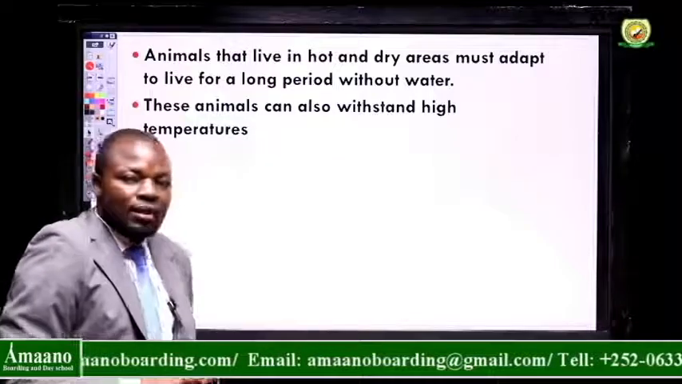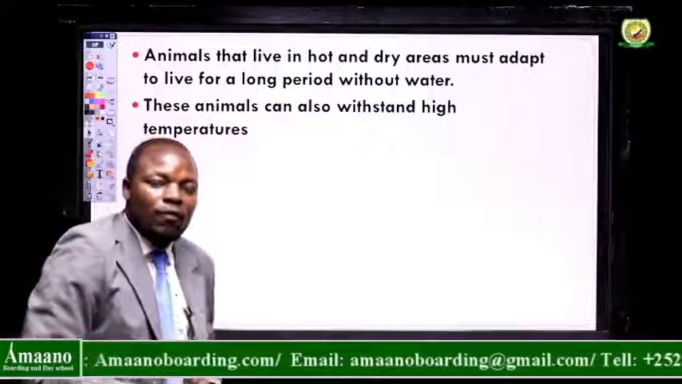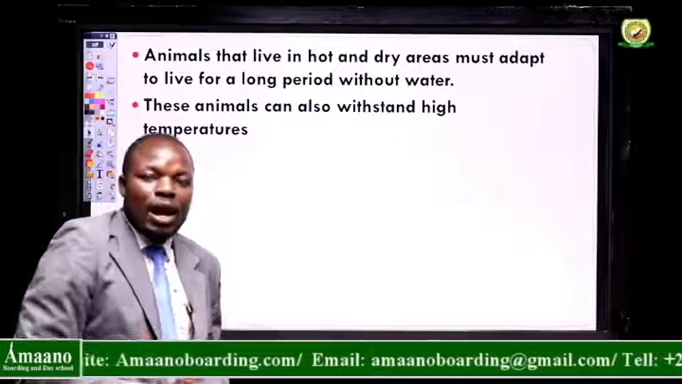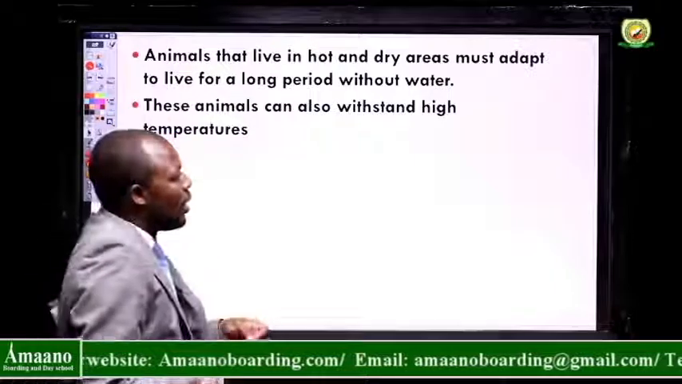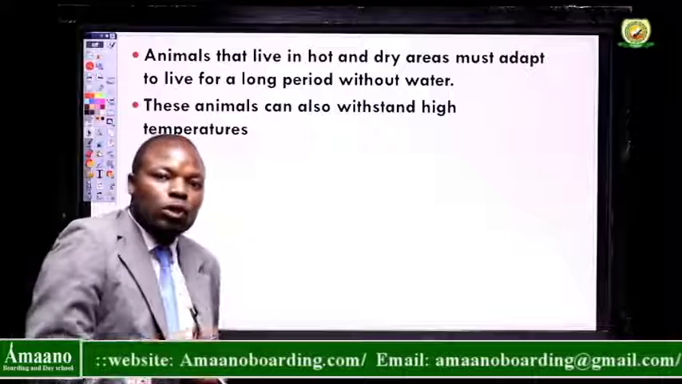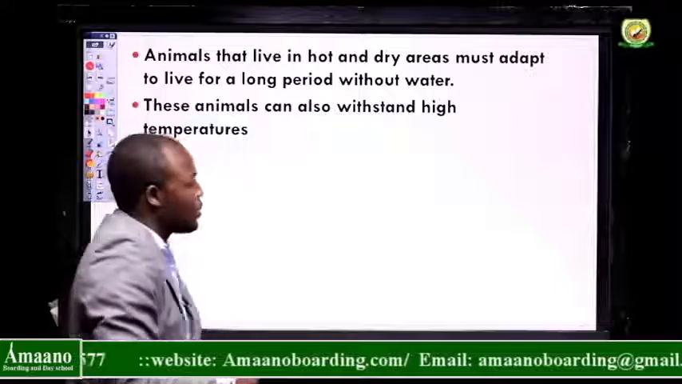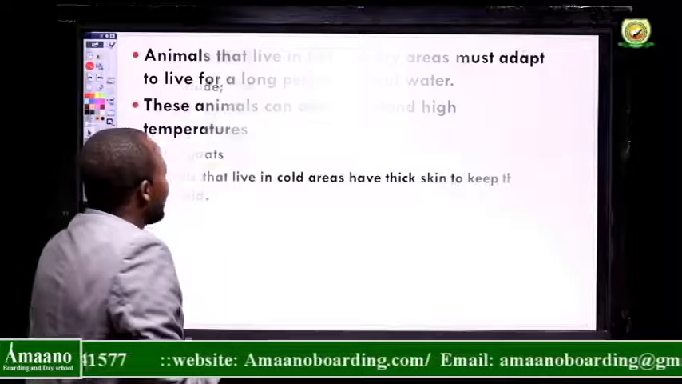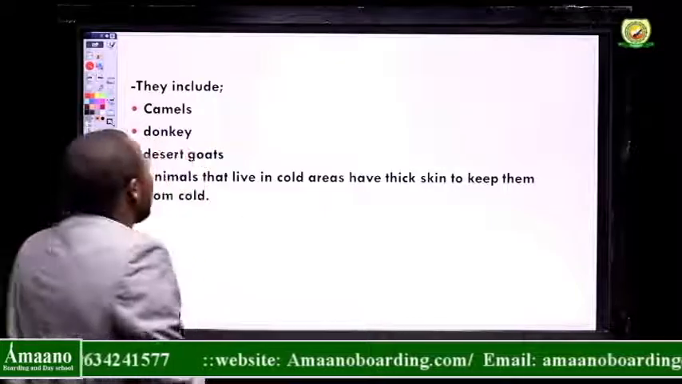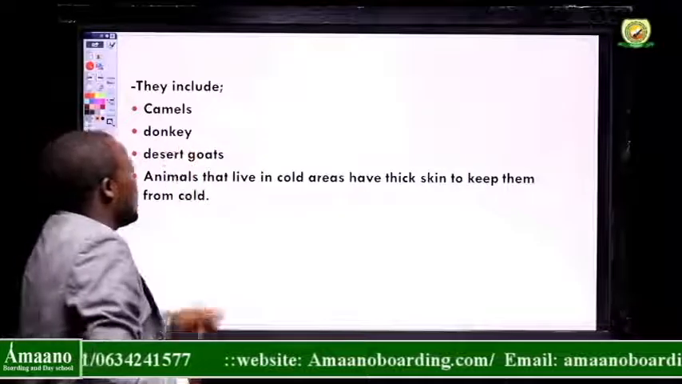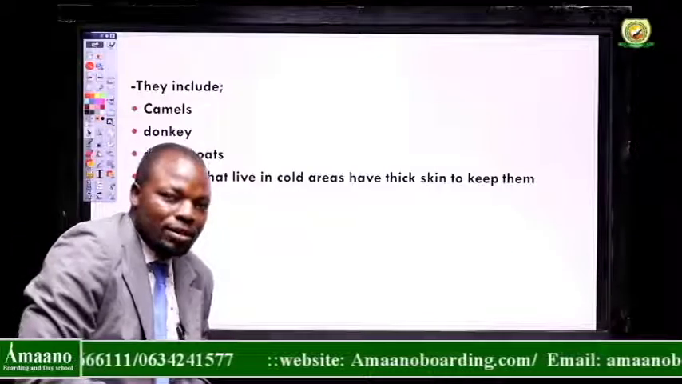Same to animals that live in cold places. For example, in Somaliland, we have animals like camels, we have desert goats and sheep. These animals, including even a donkey, have ways in which they adapt to living in dry conditions. I've mentioned these animals, that they include camels, donkeys, desert goats, and all of them live in desert places.